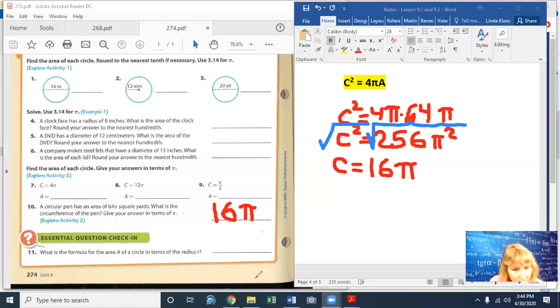Number 11, what is the formula for the area of the circle in terms of the radius? They just want you to write this formula right here. That's all they want you to do.